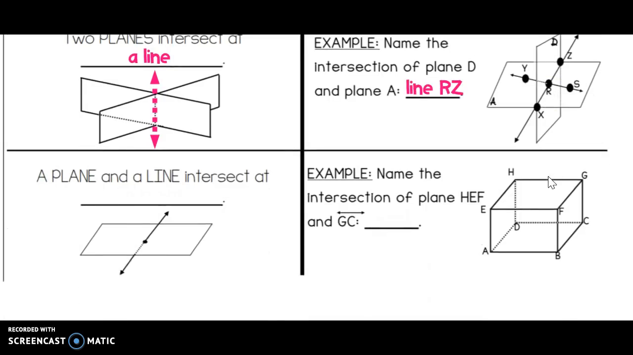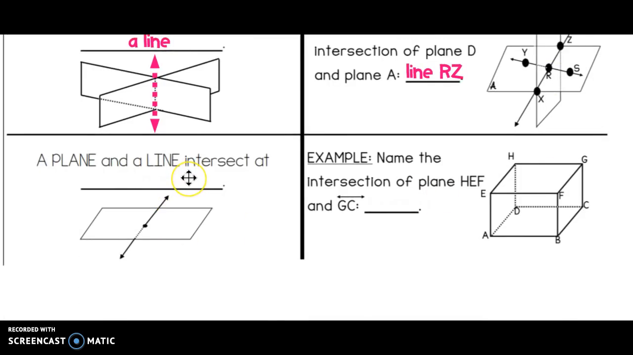And then the last thing that we're talking about is a plane and a line, and if those 2 things intersect. So I visualize this as like a sheet of paper with like a pencil sticking through it. And so if you have that, you're looking at an intersection as the point. So what point on the line is also the point that's on the plane. So if we're looking again at that picture that we had earlier, we want to name that intersection of HEF, which is the top of that rectangular prism, and line GC. And if you look, there's only one point that is on line GC and also in that top plane. So it's right there, point G.